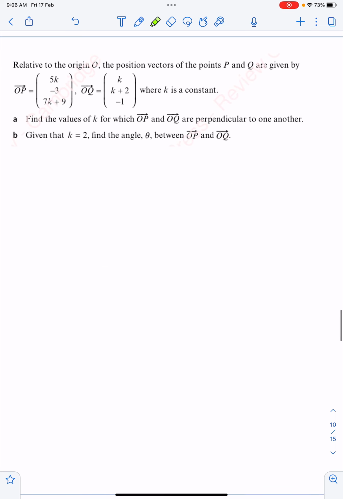Moving on to the next question. Relative to the origin, the position vectors of the points P and Q are given, where K is a constant. Find the values of K for which OP and OQ are perpendicular to one another. If OP and OQ are perpendicular, the dot product is going to be 0. So let's find the dot product. It's going to be 5K times K plus negative 3 times K plus 2, plus 7K plus 9 times negative 1, equals 0 if they are perpendicular to each other.